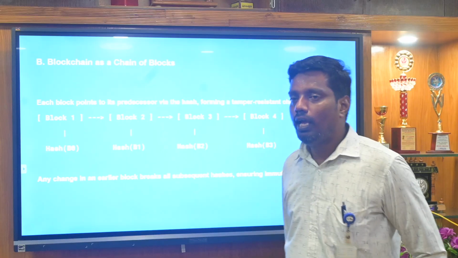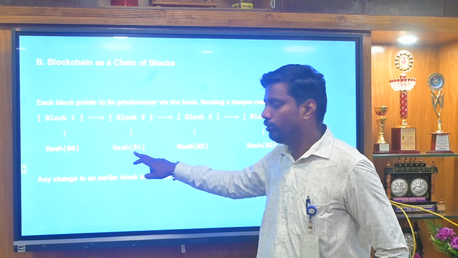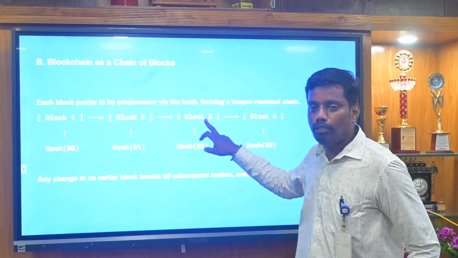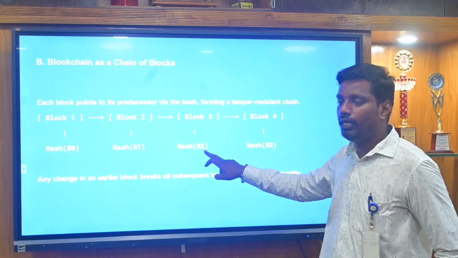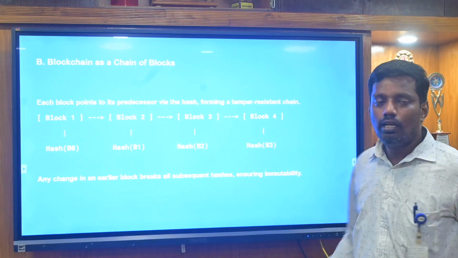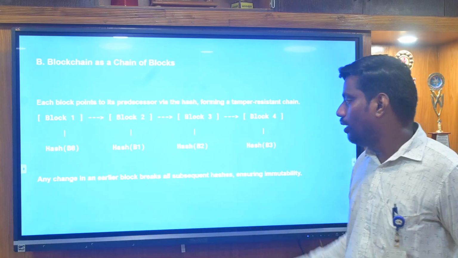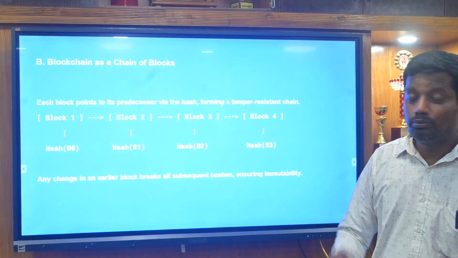We call it hash block 0, and block 2 is called hash B1. We can also say block 3 is also a hash, but it has been identified with a unique name, that is B2. Similarly, we will have a number of blocks of data. Any change in the earlier blocks changes its subsequent hashes.